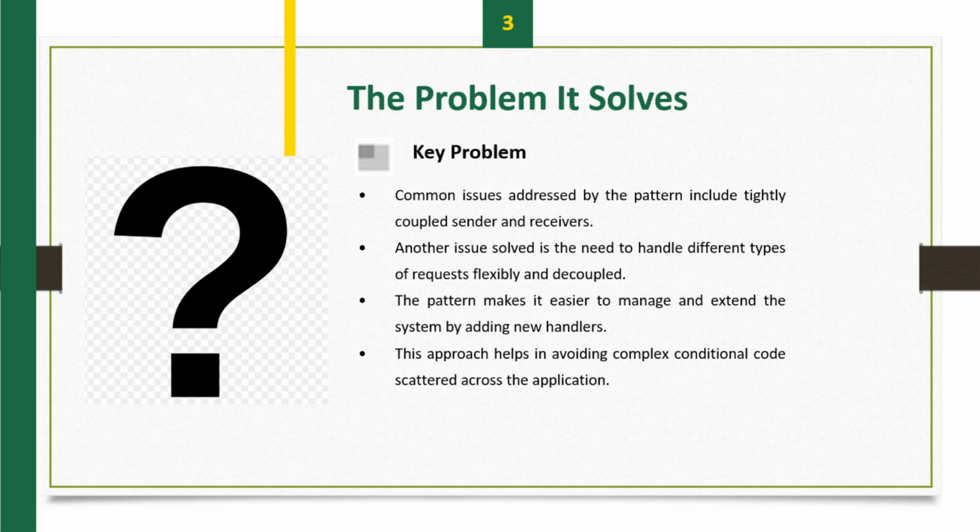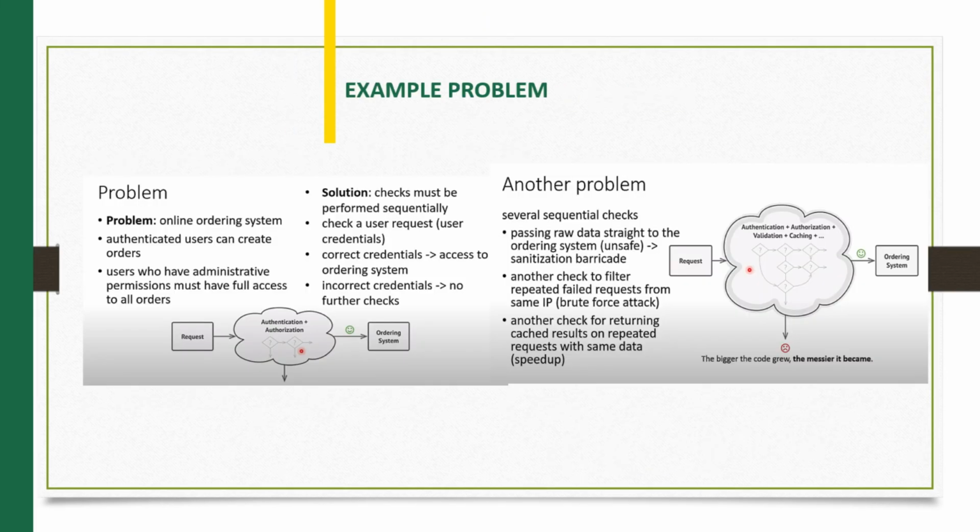So the problem is, in some systems, the part that sends a request and the part that handles it are directly connected. This makes the system rigid and hard to change. So, the chain of responsibility breaks this directly. The sender doesn't need to know who will handle the request. It just sends the request into the chain and any handler can process it.